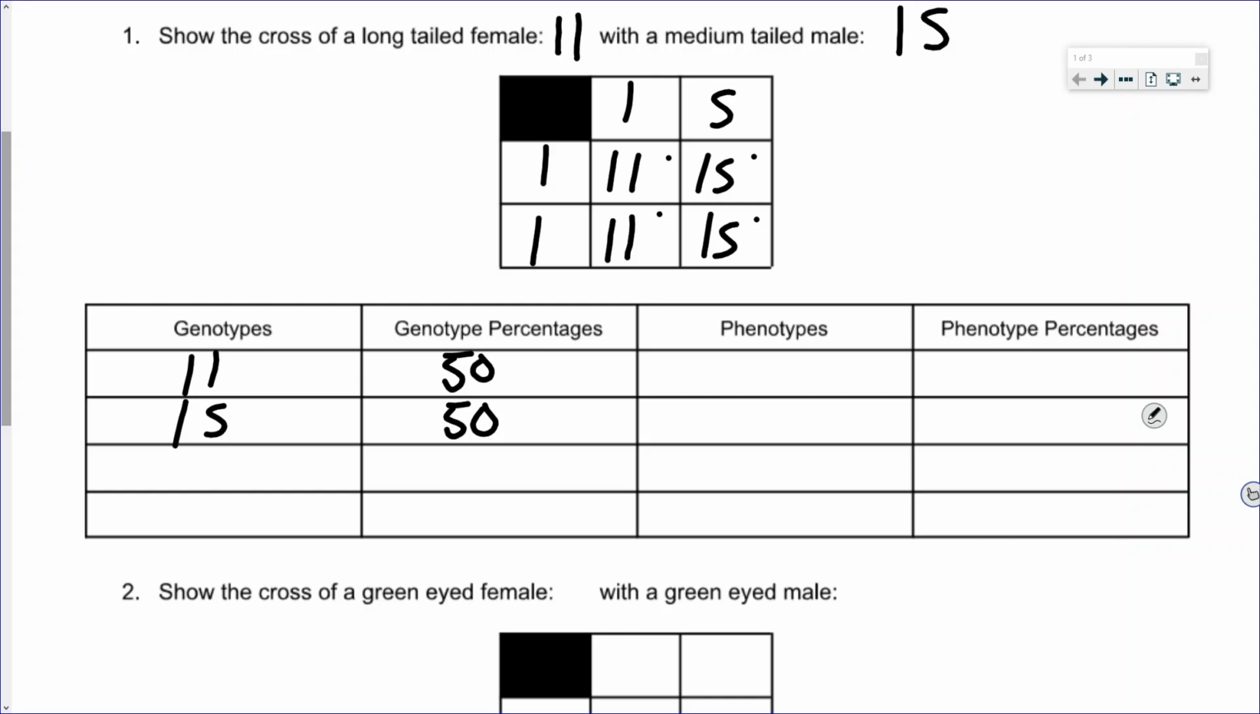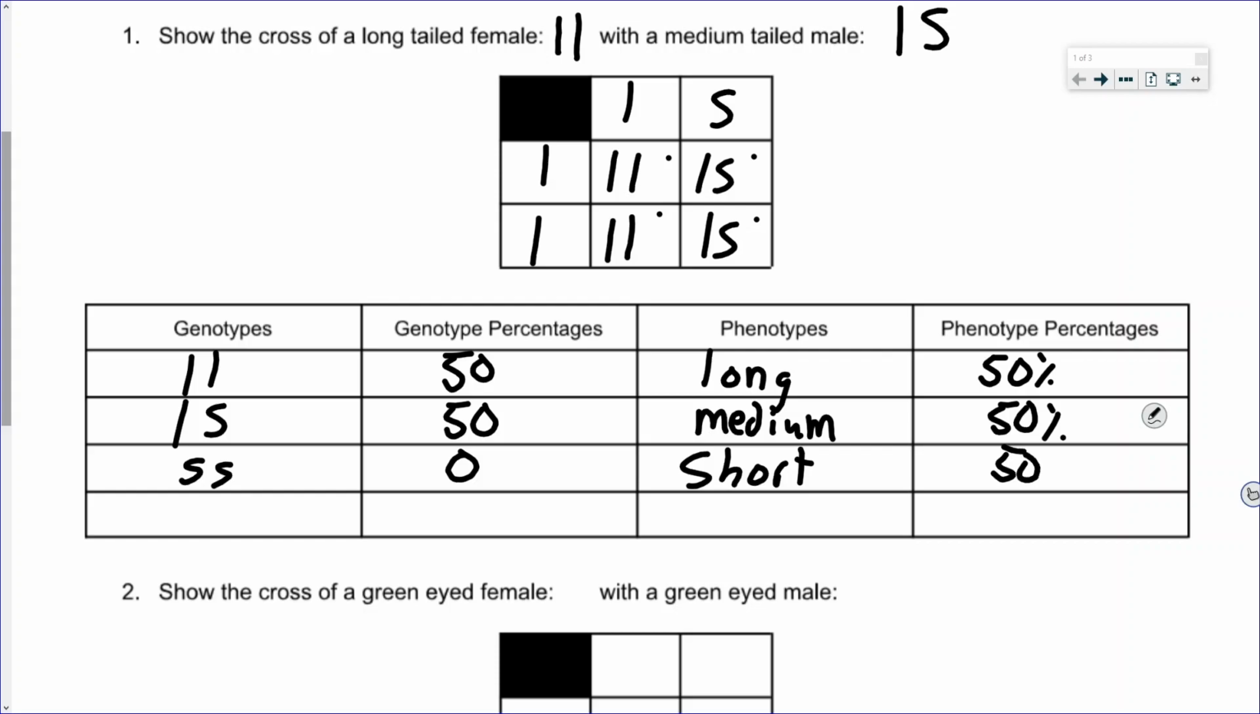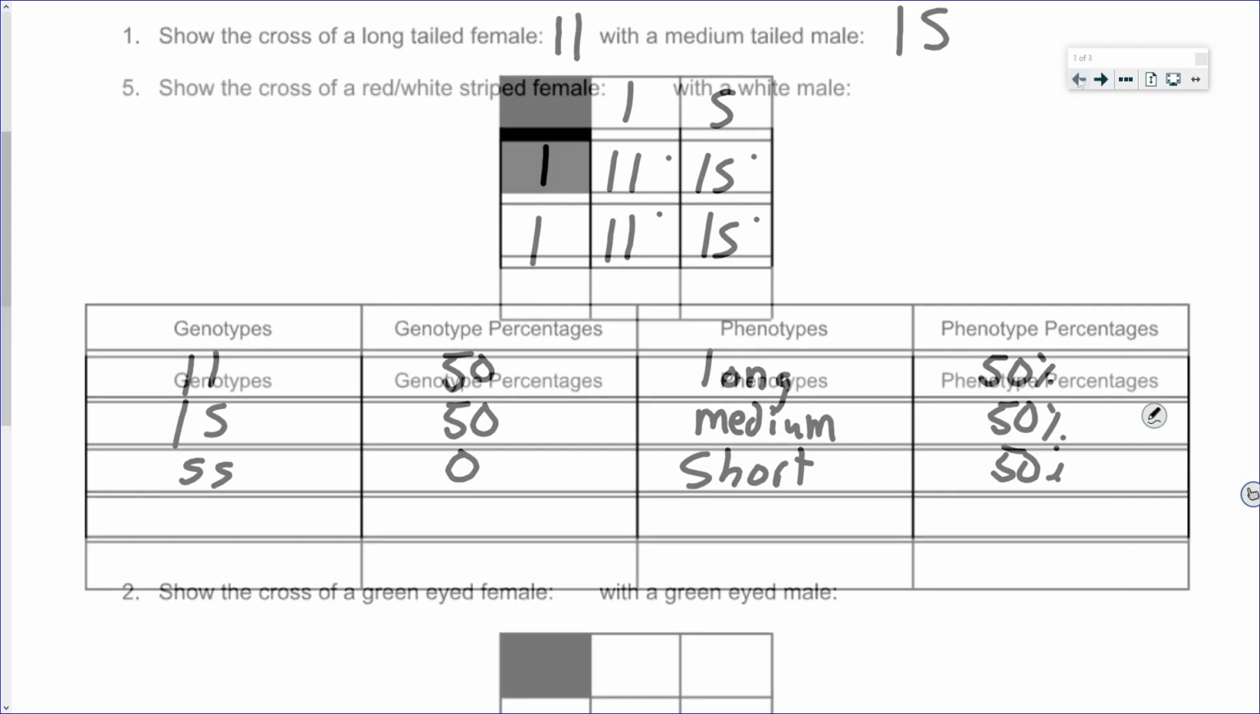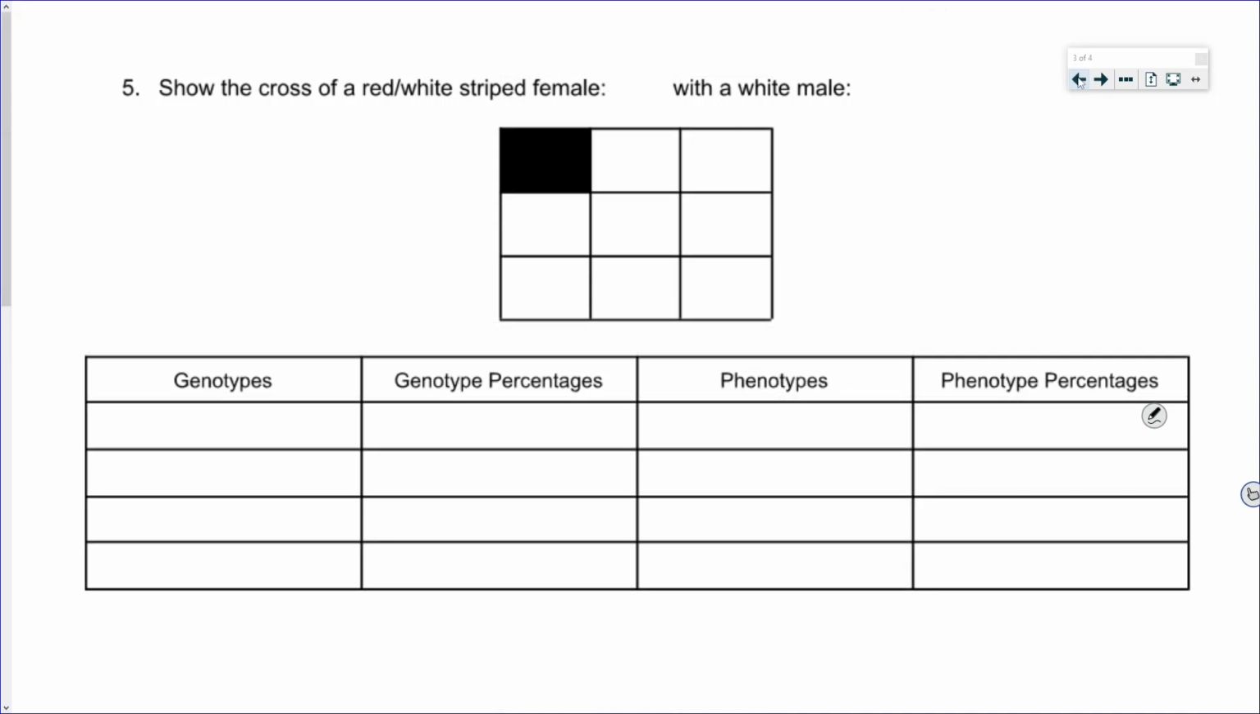So that means that my phenotypes then, LL gives me a long phenotype, and there's 2 of 4 of those at 50%. And there are 2 that are LS, which gives me a medium phenotype, which would be 2 of 4 or 50%. I don't need to include the SS at 0 and the short at 0 because they don't show up. You're welcome to include them if that makes it a little easier for you to remember all of your possible options. Here's a look at a codominance trait.